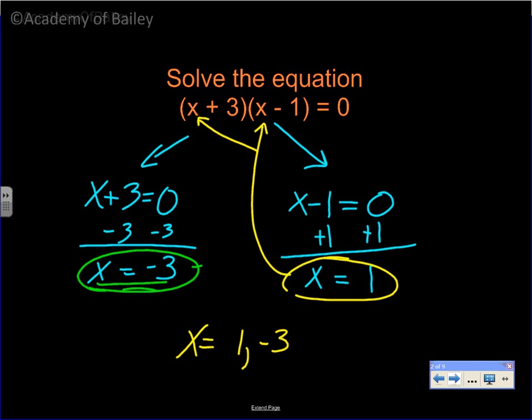You can put "and" in between there if you wanted. You didn't have to use the comma. You could write the word "and," or you can use a comma. Do not put parentheses around this, though, because we're not saying that this is an ordered pair. If you say 1, negative 3 like this, it's different than saying 1, negative 3 like that. Those are different. The top one talks about a point on the coordinate plane. The bottom one talks about solutions to this equation.